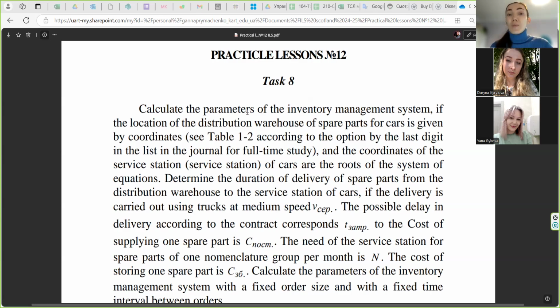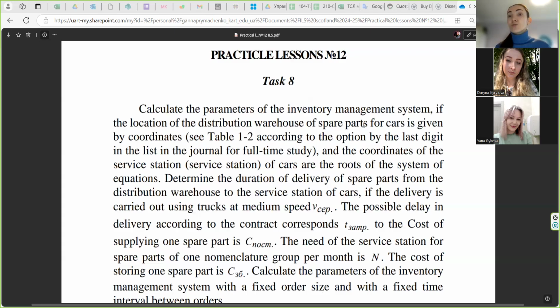Calculate the parameters of the inventory management system, if the location of the distribution warehouse of spare parts for cars is given by coordinates. So we already have the coordinates where our warehouse is located, because in the previous task we found it. So we use two tables, table 1 and table 2, with this information for every variant.